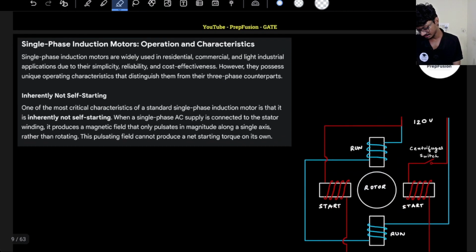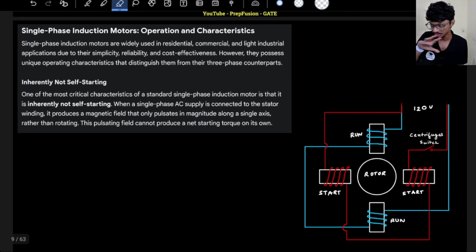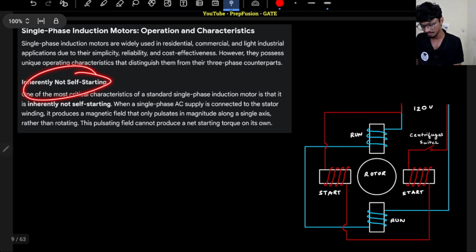So this is the first thing: single phase induction motors are actually used everywhere, in your fans, everywhere else, wherever you see single phase induction motors are used. Okay, inherently they are not self starting. Why are they not self starting? I have explained to you why they are not self starting.